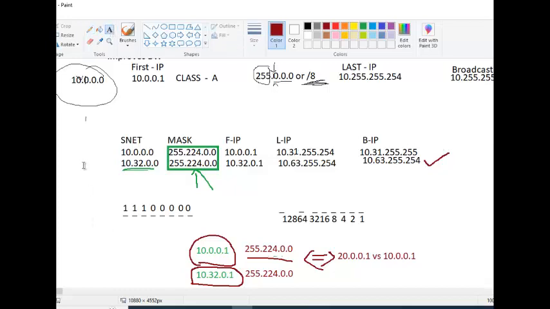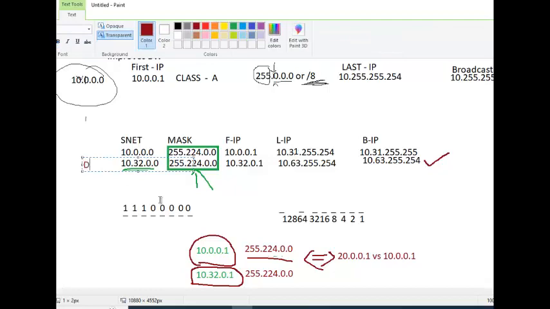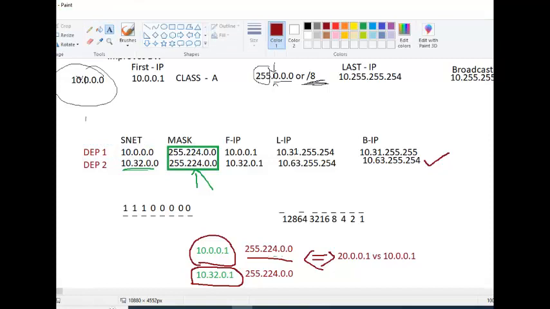Sir, I have a doubt actually. See, the above network 10.0.0.1, you are putting 255.224.0.0 on the downside. And again 10.32.0.1, and again you're putting 255.224.0.0. This looks the same, right? The subnet mask is the same, but see this portion. This portion is not the same.